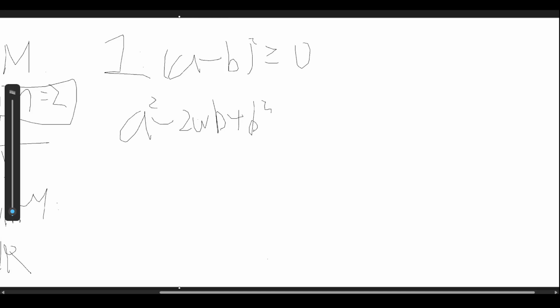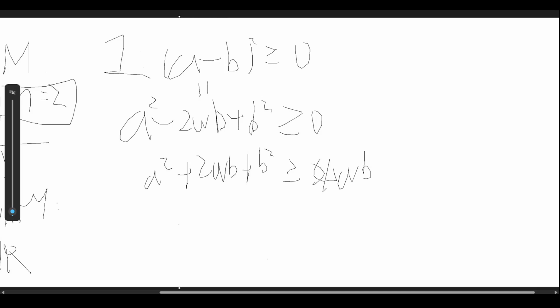Using the trivial inequality, we can plug in a minus b, and we get (a minus b) squared is greater than or equal to 0. Then we can use the binomial expansion to figure out that this is equal to a squared minus 2ab plus b squared. This expansion is still greater than or equal to 0, so we can add 4ab to both sides. So we get a squared plus 2ab plus b squared is greater than or equal to 4ab.